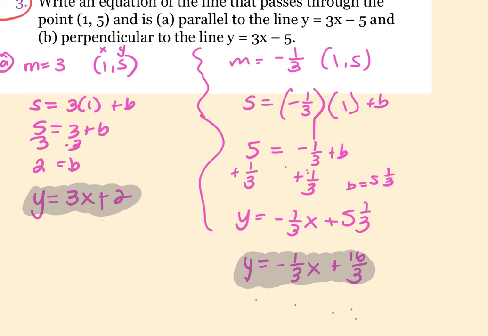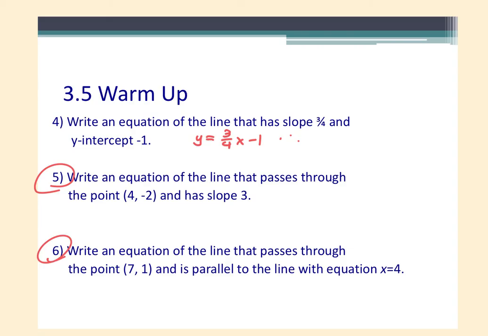Question on either of those? How do you get 16 over 3? You do 5 1/3, so you do 3 times 5, right, plus 1. Convert it to an improper fraction. Oh, yeah, that makes sense. Yep. That's how to do that. Well, good.